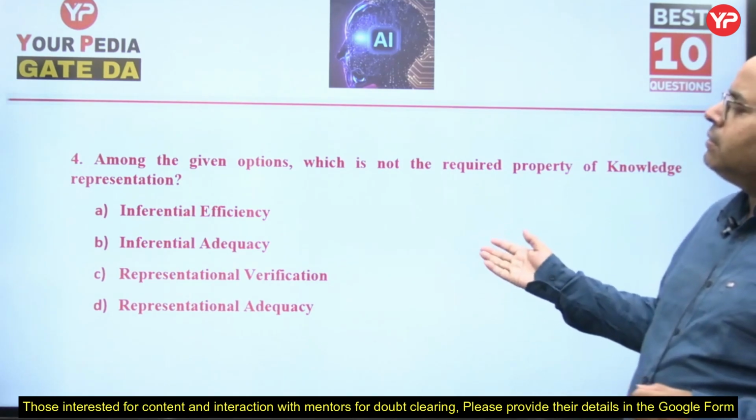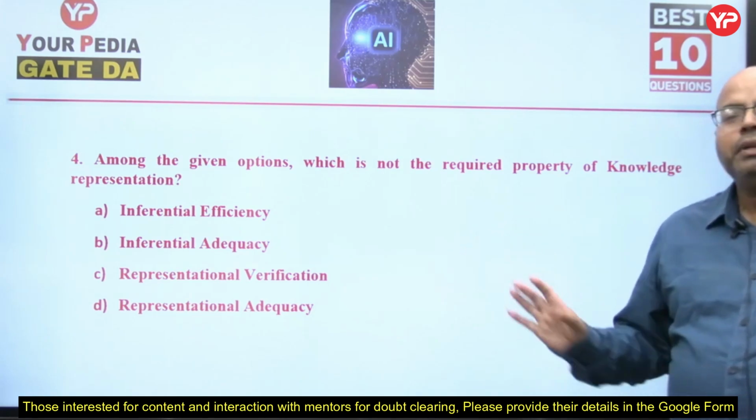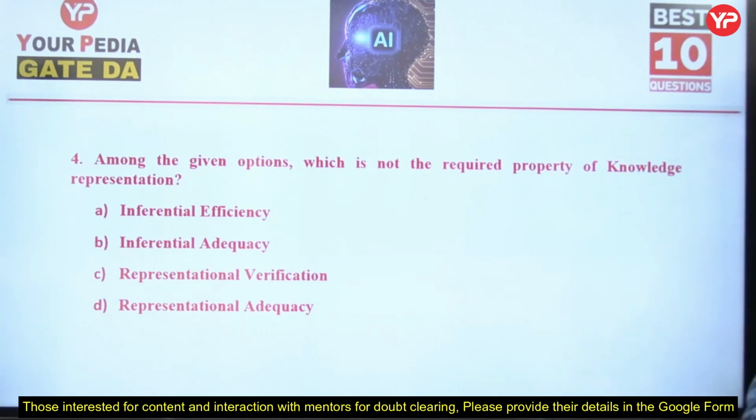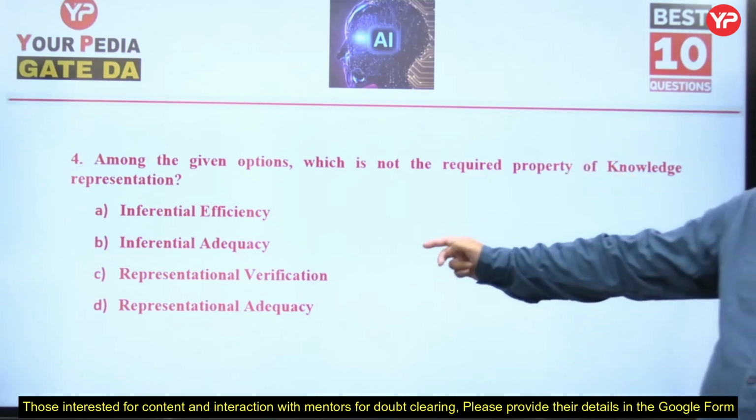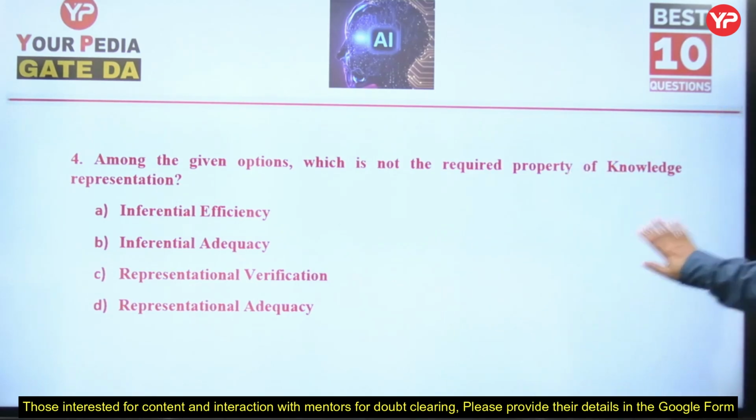Representational verification is just a vacuum. There is nothing like representational verification. It doesn't mean anything. Representational adequacy is there. We have to represent existing knowledge in a good way. So the answer here is: the property not required for knowledge representation is representational verification.